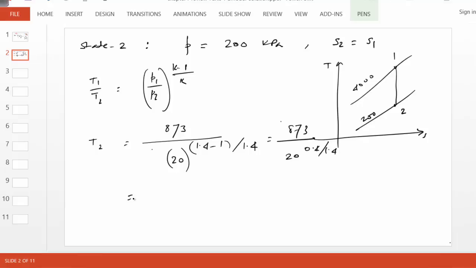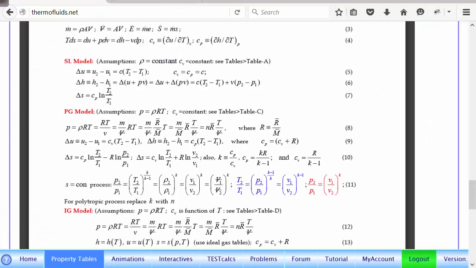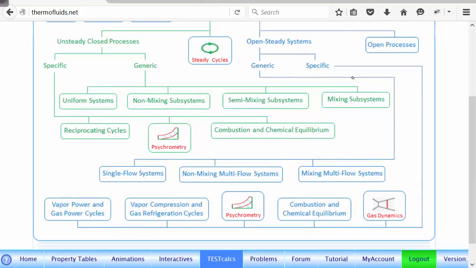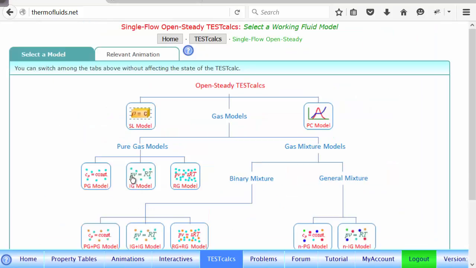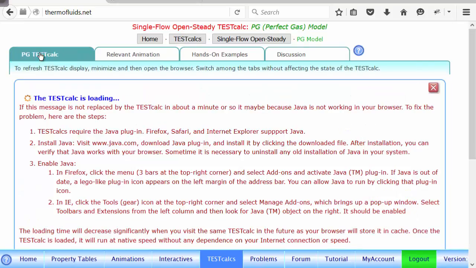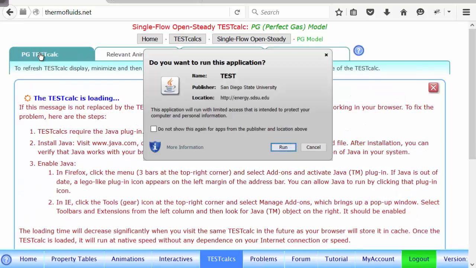And let's take advantage of TESTcalc to even do this calculation. So we go to TESTcalc and we follow the system analysis, open steady system branch, generic branch, because this is not about a specific chapter. So we go to a single flow generic device. Single flow means there is only one inlet and one exit, and our model in this case is the PG model. We click on this tab to get the TESTcalc started.